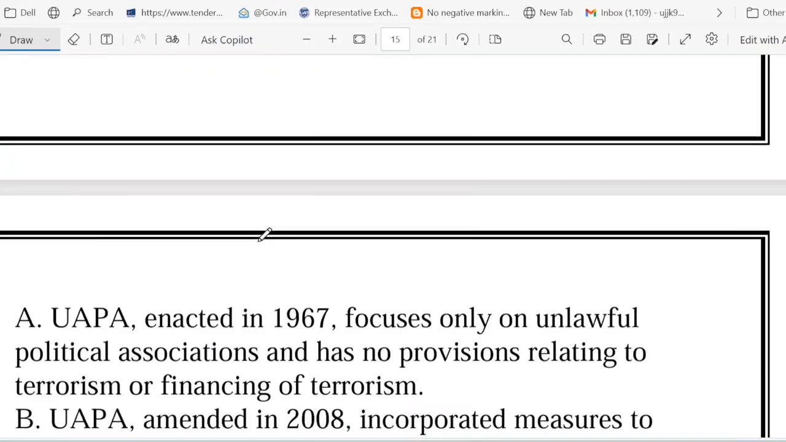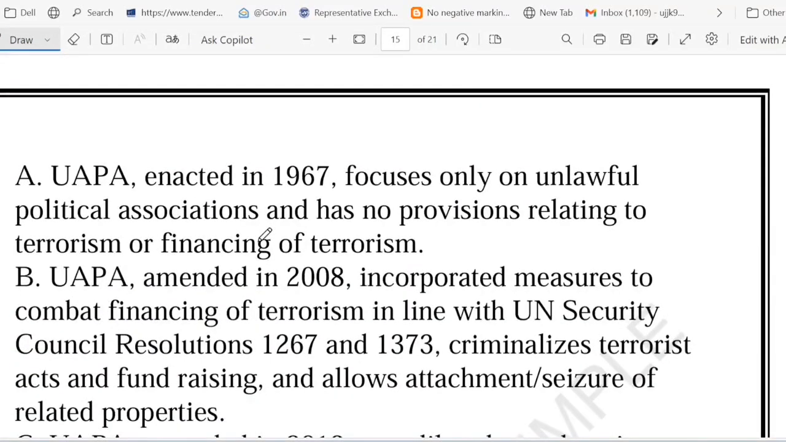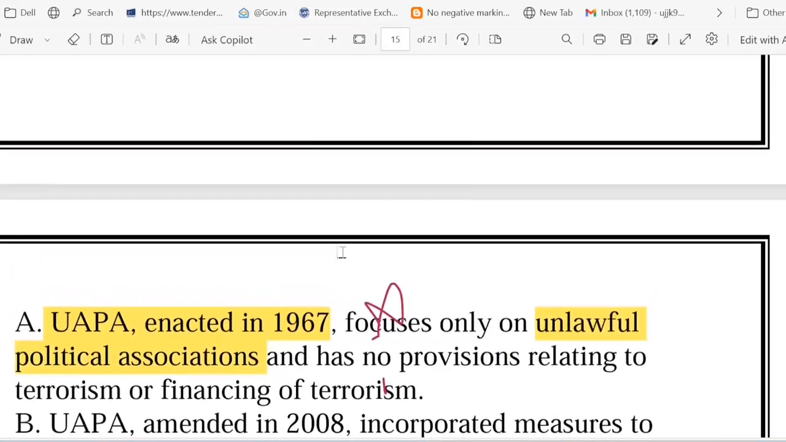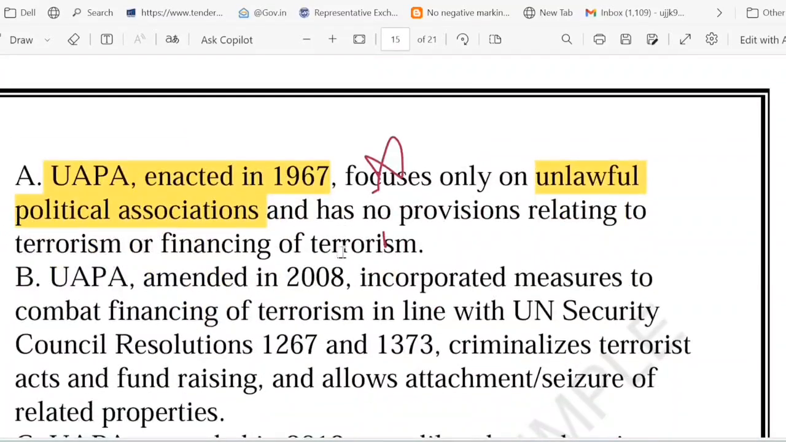Option A says that UAPA was only about political association and nothing to do with terrorism. What do you think about it? This is wrong. Why? Basically, UAPA started in 1967. This is correct, it was enacted in the year 1967, mainly to deal with unlawful political association. The full form itself says unlawful. What is the full form? Unlawful Activities Act. So it was enacted in 1967 to deal with unlawful political association, but later it was expanded. After the 2008 amendment, terrorism and terrorist financing became a major part of the act.